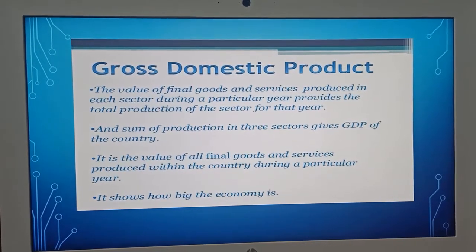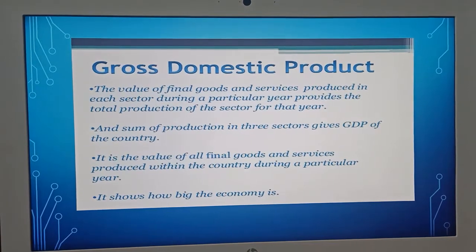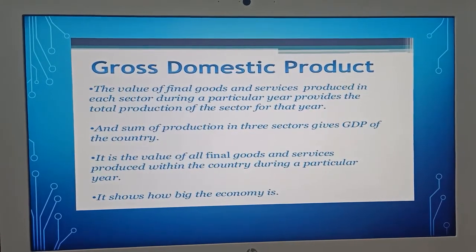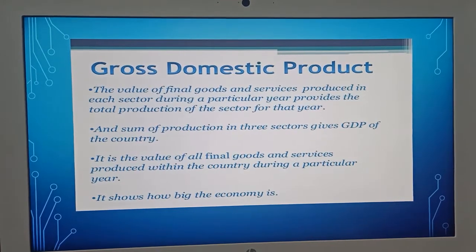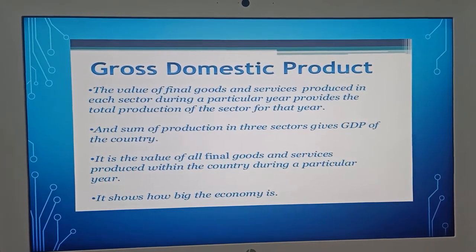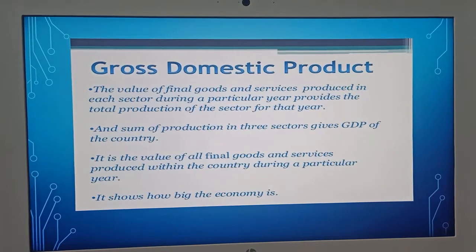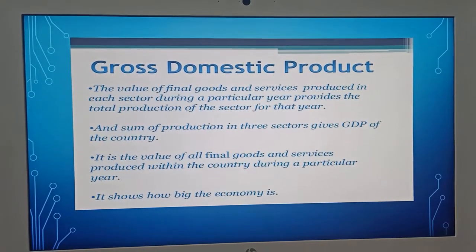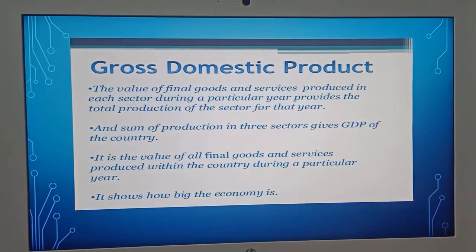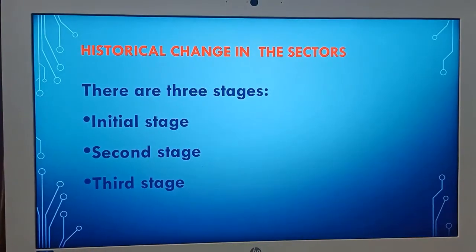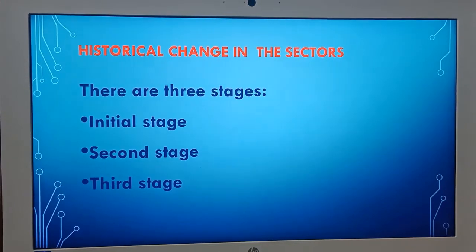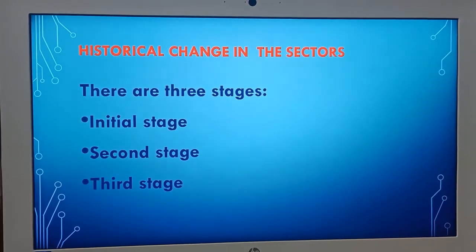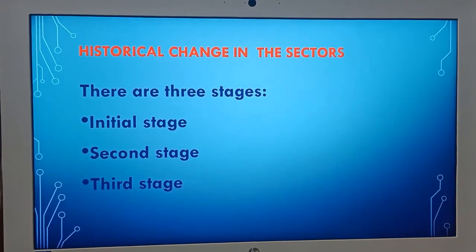And the sum of the production in 3 sectors gives the GDP of the country. It is the value of all final goods and services produced within the country during a particular year. And this GDP shows how big the economy is. Historical change in the sectors. There are 3 stages: initial stage, second stage and third stage.